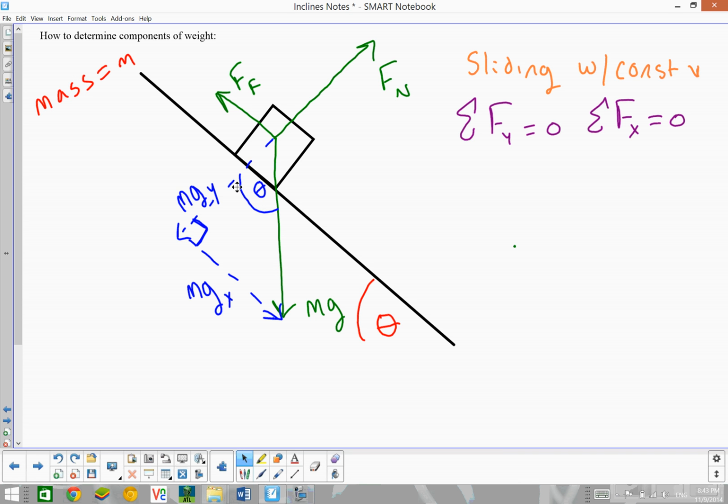Now, if we were to look at each vector individually, they should end up being the same size as their counterpart in the y, and then the same in the x. Now, it looks like I drew my x a little poorly. My force of friction actually should be longer. It should be the same.